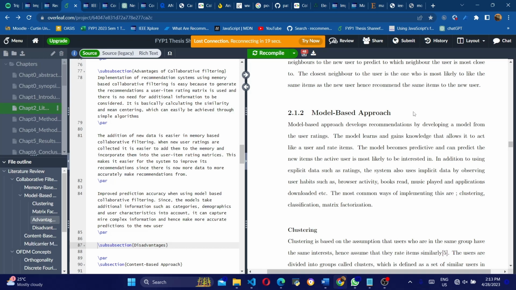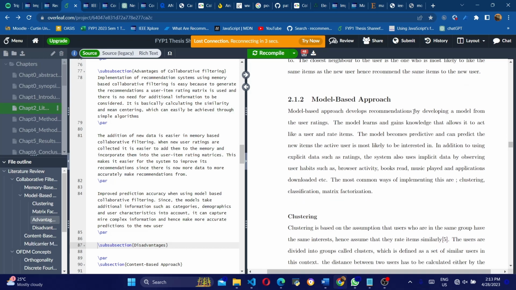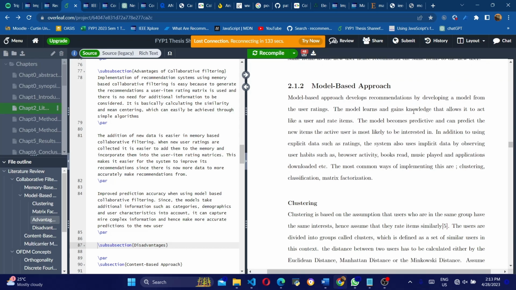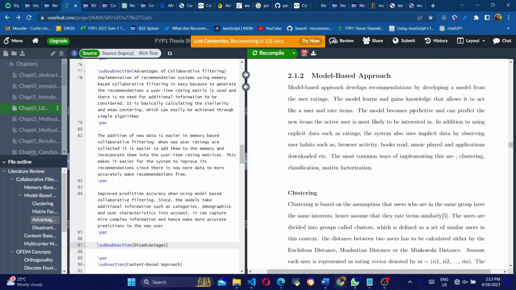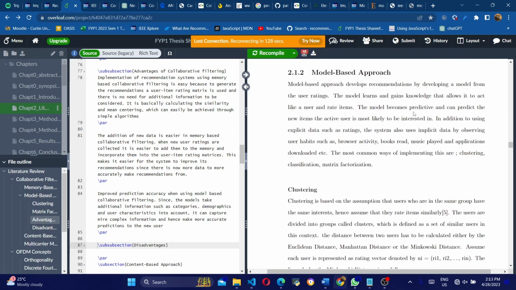Such that it learns a model that can predict and recommend items that the user might like. In addition to using explicit data such as ratings, the system also uses implicit data such as by observing user habits such as browser activity, books read, music played. These are just examples and applications developed. For model-based approach, there are a few ways of implementing it.